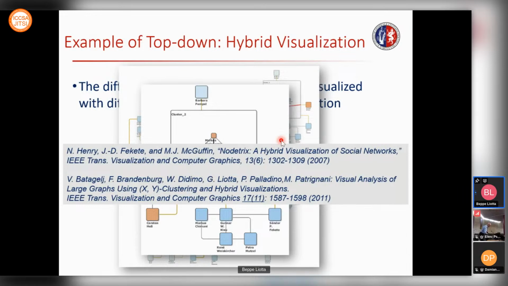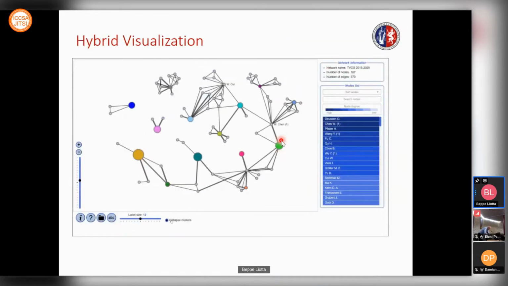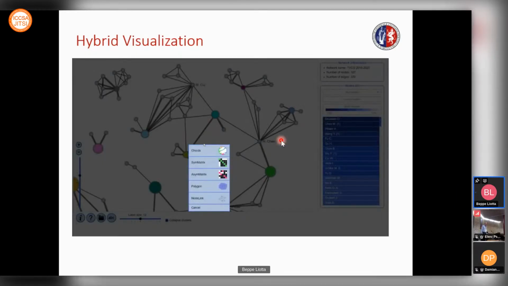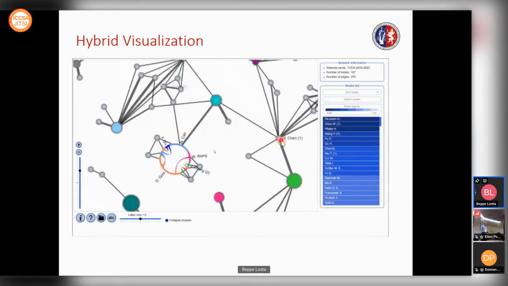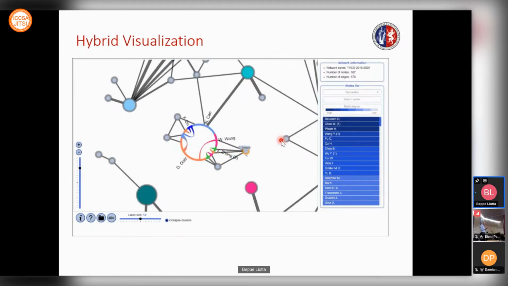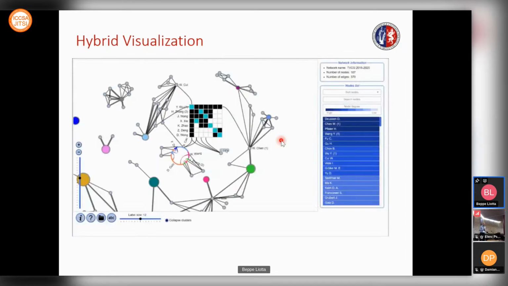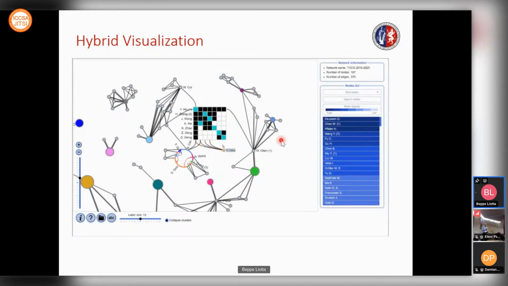I want to show you another little movie of a recent development where you have these clusters, and what you see now is a chord-link representation of the cluster. So the outside, the arcs of the circle are the nodes, and the chords inside are the edges. And then here you have a matrix representation.